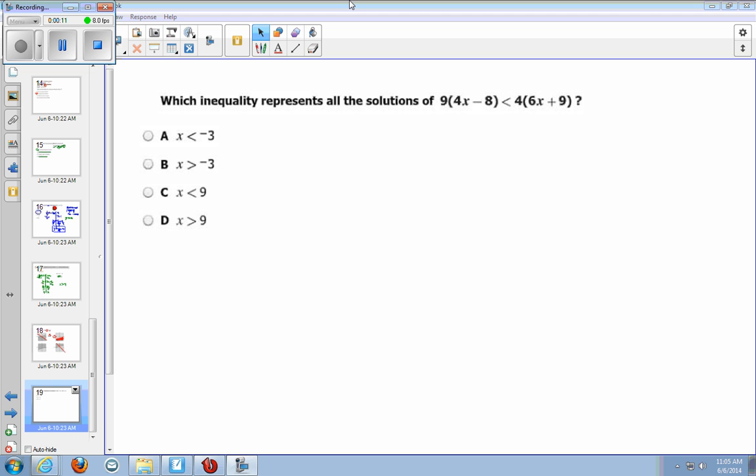We're working question by question through the 2014 State of Virginia released Algebra 1 SOL test, and we are on question 19. Question 19 says, which inequality represents the solutions of 9 times the quantity 4x minus 8 is less than 4 times the quantity 6x plus 9? So this is a problem that we're going to be using distributing and combining like terms in order to solve.